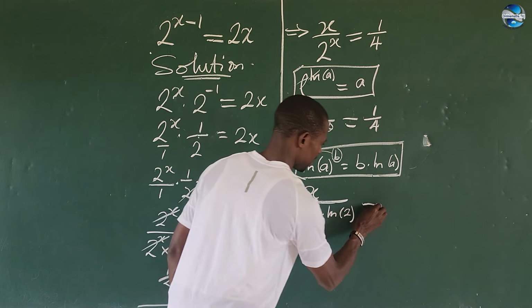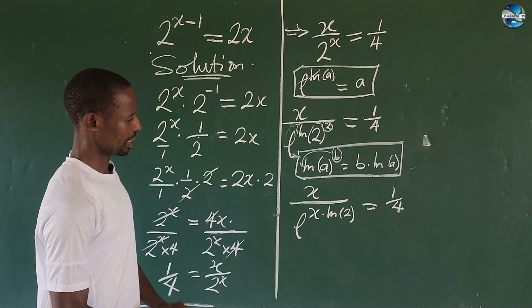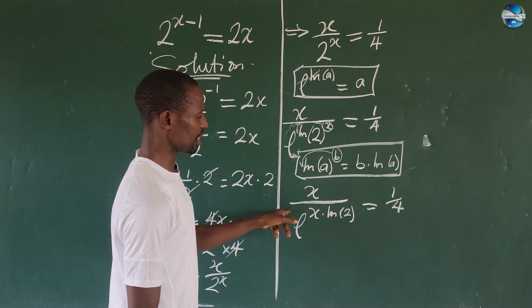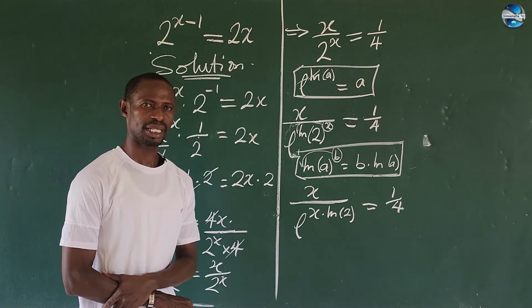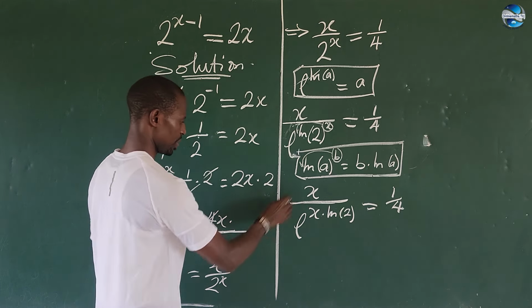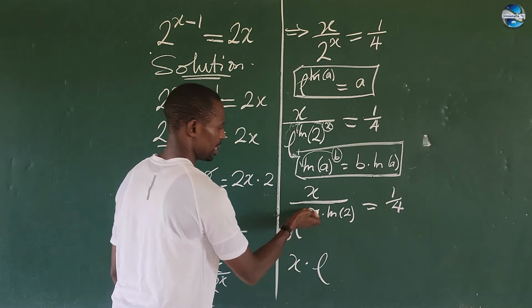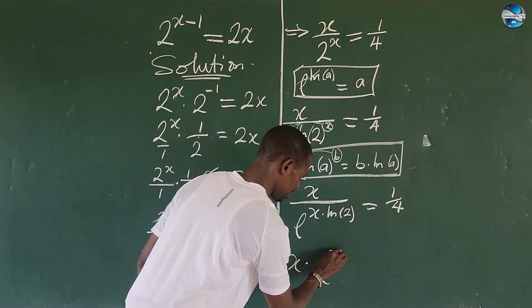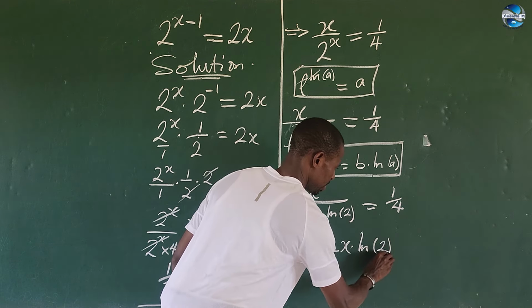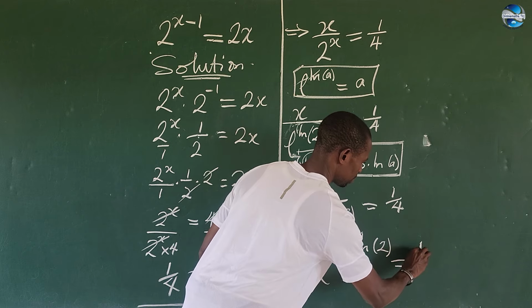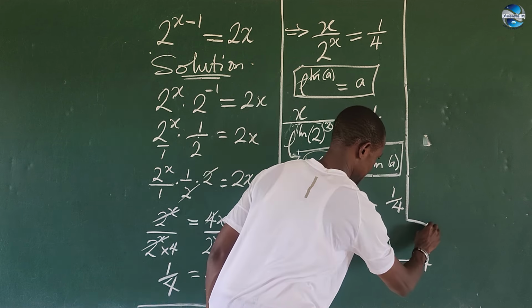Okay, ln of 2, everything equal to 1 all over 4. All right, let's eliminate this division sign by moving every term we have at the denominator here to the numerator. Is that possible? Yes, it is possible. So this is going to give us our x times our e, minus x times our ln of 2, close bracket, everything equal to 1 all over 4. Let's continue this side again.